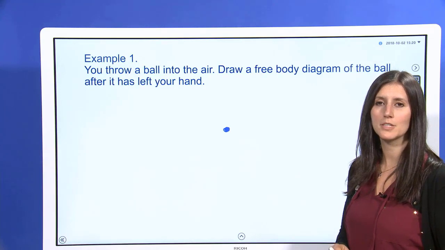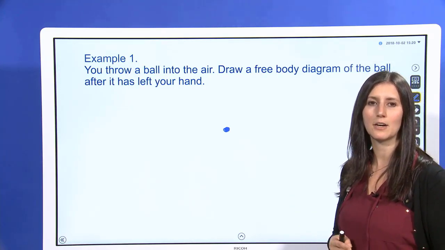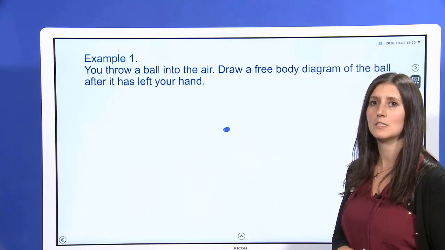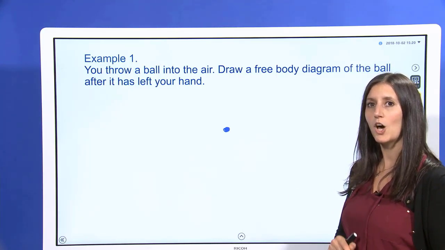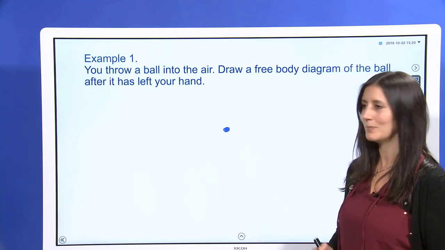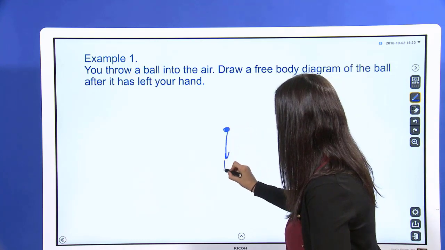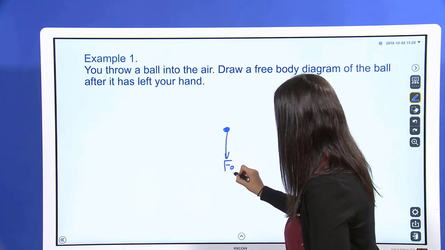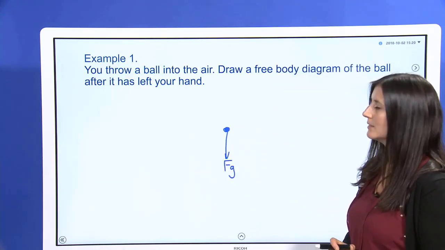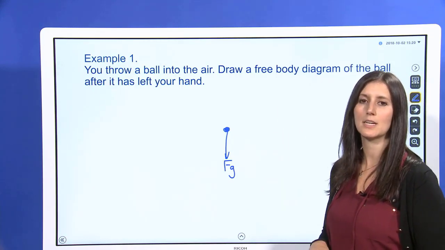Now, what forces are acting on the ball? So let's go through all the forces that we discussed already. The first force is the force of gravity. There will always be a force of gravity, and it always points straight down. So let's put that one in. This is my force of gravity right here. Okay, now let's go through all the other forces and see if any of those exist in this diagram.